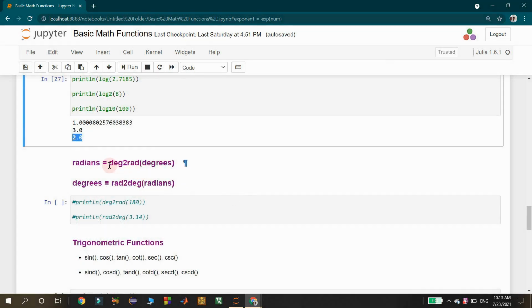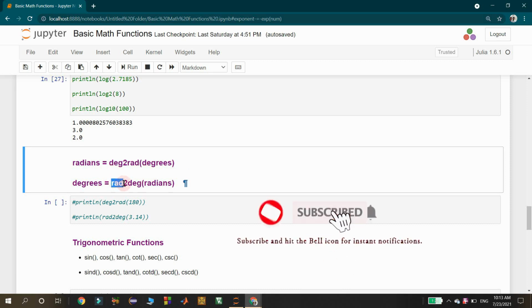Then we have two separate functions to convert the values from degrees to radians and vice versa. First we have a function deg to rad, which will convert the given degree value to radians, and then we have another function rad to deg, which converts the given value from radians to degrees.